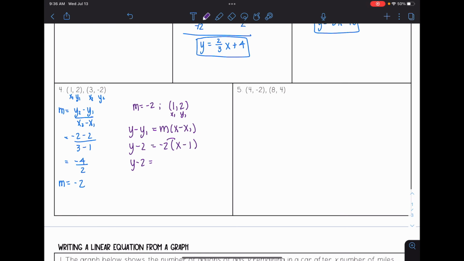Negative 2 times x, I get negative 2x. Negative 2 times negative 1, I get plus 2. And then adding 2 to both sides, we get that y is equal to negative 2x plus 4.